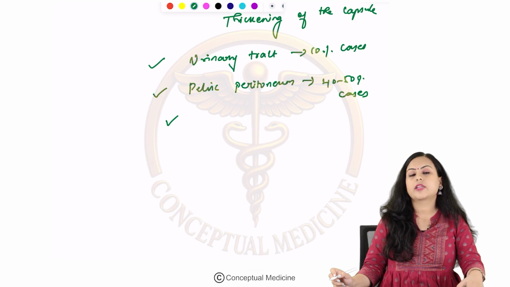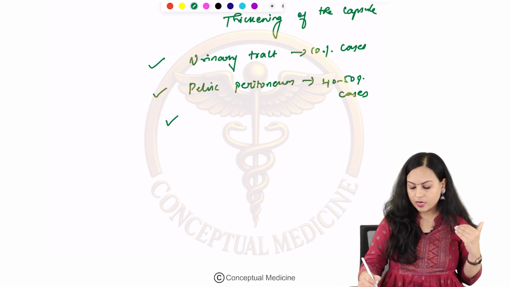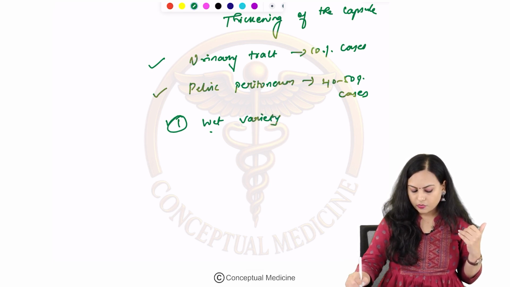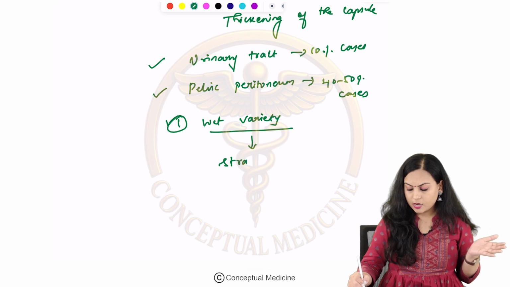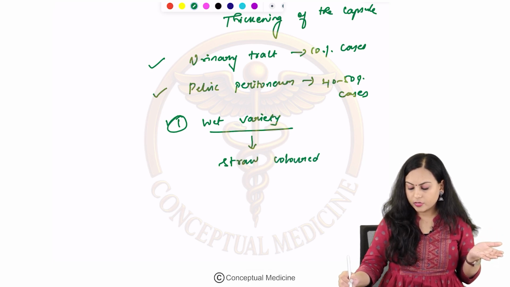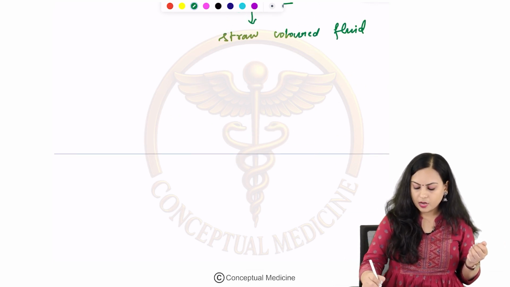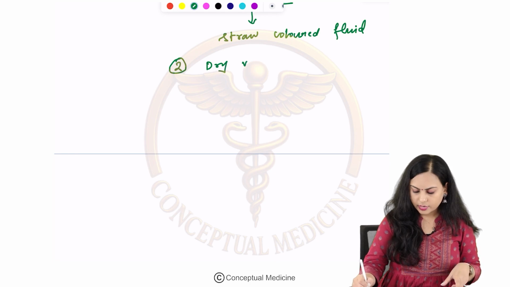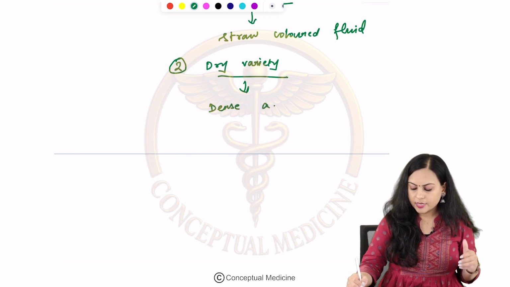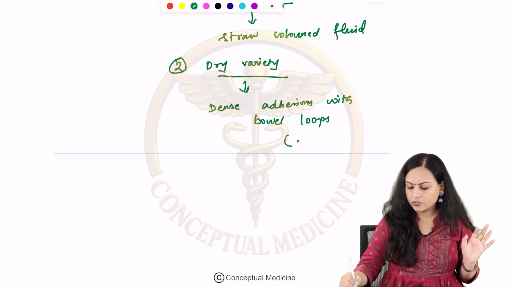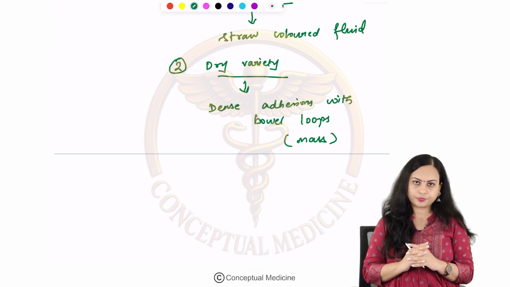You can have two types of tuberculosis in the ovary. Number one is wet variety, where you will be able to see a straw colored fluid. Another one is dry variety, where you will be able to see only dense adhesions with bowel loops. Okay. So, mostly they will be presenting with mass. Clear?